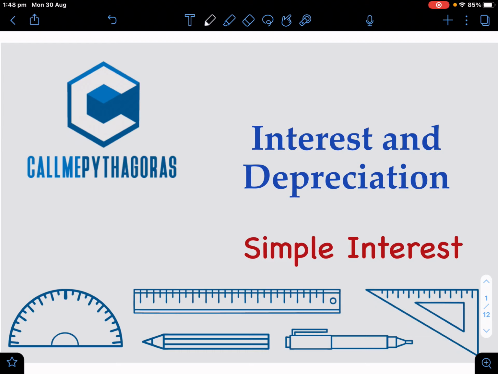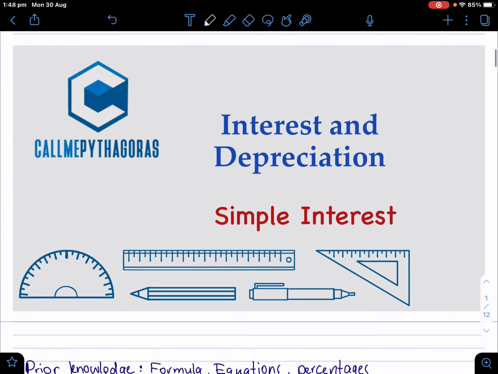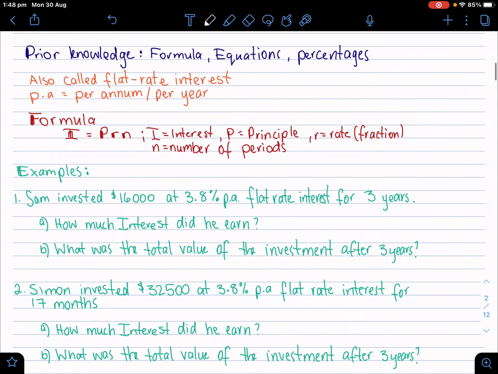Hey guys, so today we're going to be dealing with simple interest as part of interest and depreciation. So let's go through the prior knowledge that is required. You should have a basic understanding of formulas, equations, and percentages.